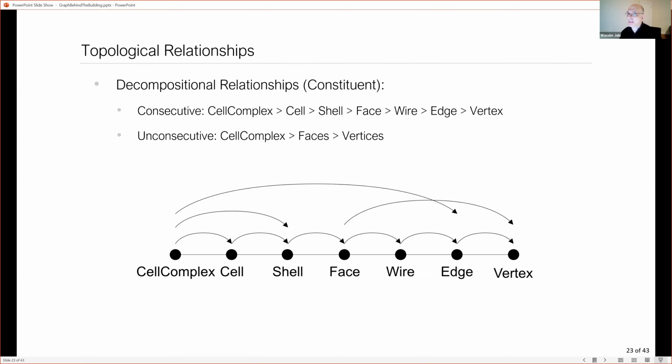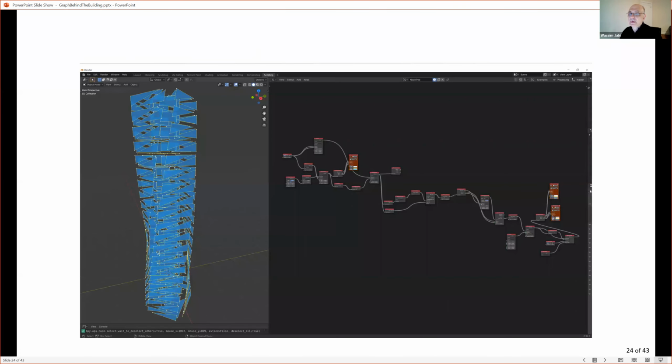We call that decompositional relationships. So as you can see here, this is just a twisted tower of some sort. I can say, give me all your faces. And in this case, they happen to be triangulated. And I said, just explode them a little bit. And I get an exploded set of faces.